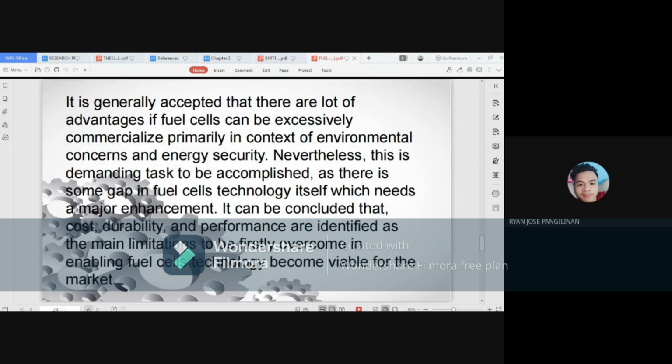Nevertheless, this is a demanding task to be accomplished, as there are some gaps in fuel cell technology itself which need major enhancement. It can be concluded that cost, which you said a while ago, durability and performance are identified as the main limitations to be overcome first in enabling fuel cell technology to become viable for the market.